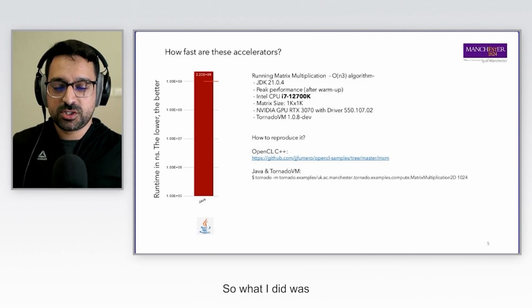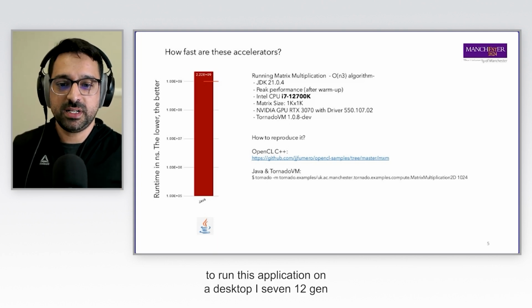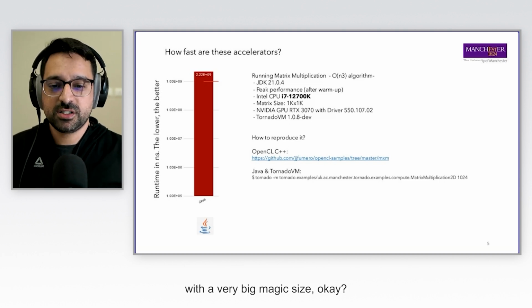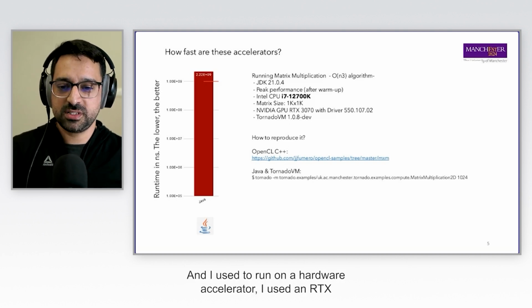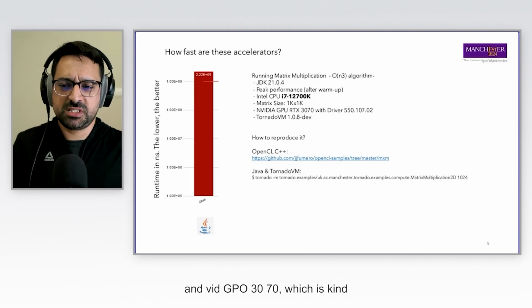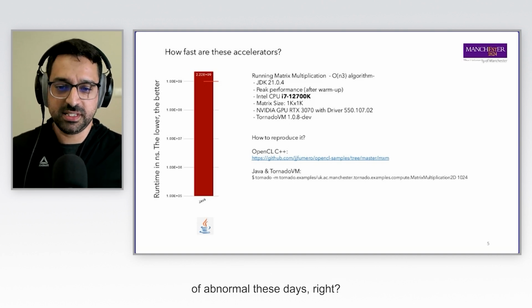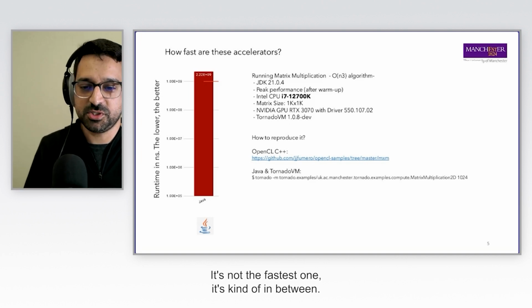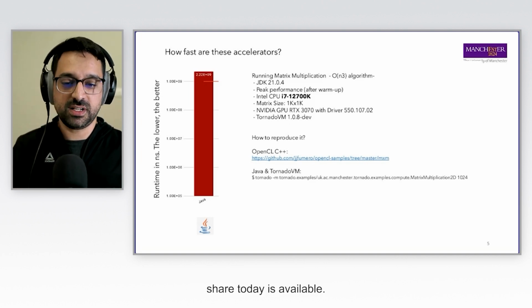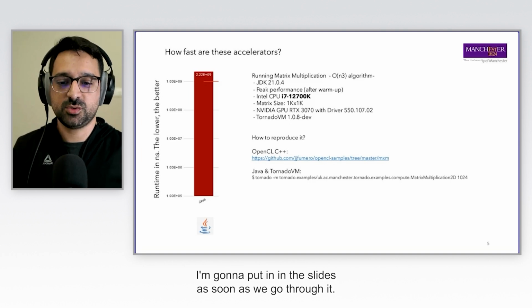What I did was run this application on a desktop i7 12th gen with a very big matrix size. And to run on the hardware accelerator, I used an NVIDIA RTX 3070 GPU, which is kind of normal these days, right? It's not the fastest one. It's kind of in between. By the way, practically the whole source code I'm going to share today is available. I'm going to put it in the slides as soon as we go through it.